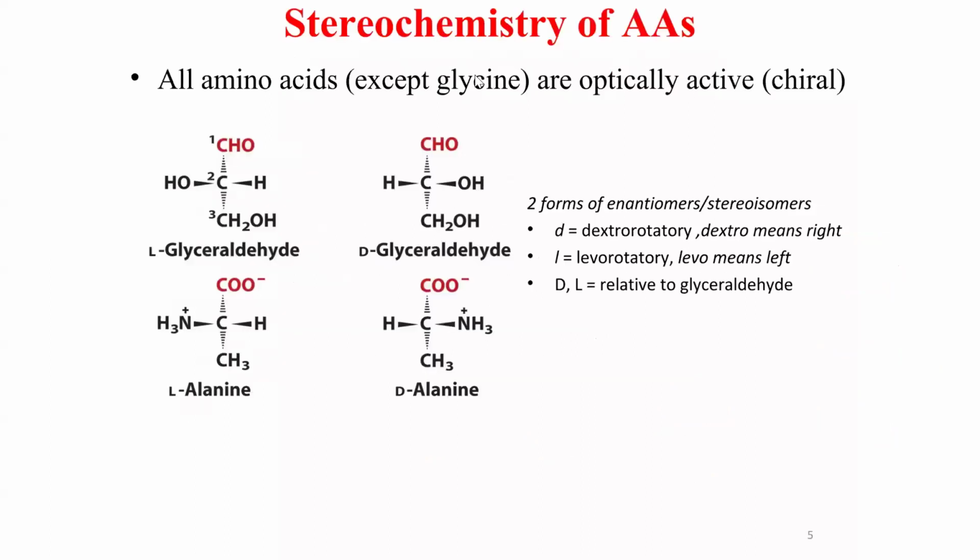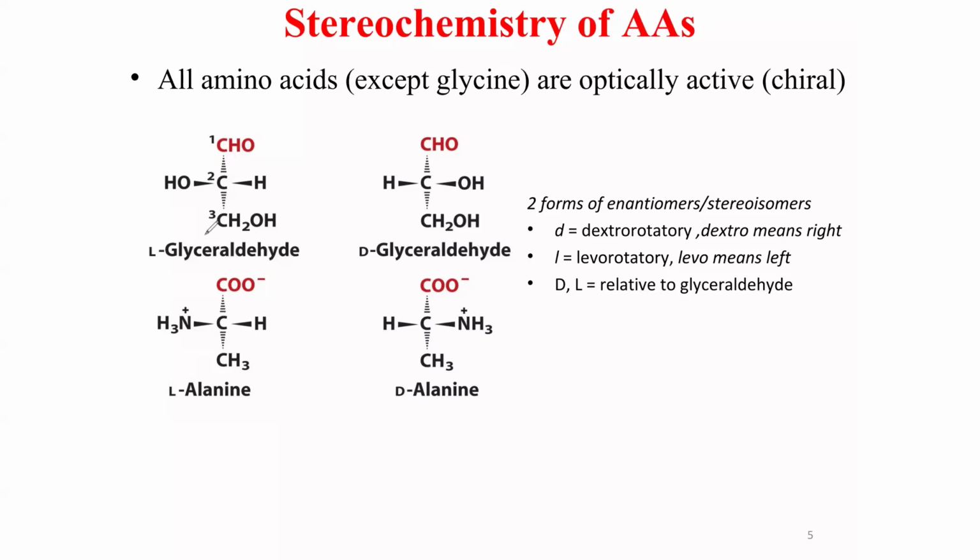So now we are going to look at the stereochemistry of amino acids. All amino acids except glycine are optically active. When we say optically active, it means that they have a chiral carbon. They have a chiral carbon. So now, how do we explain this?